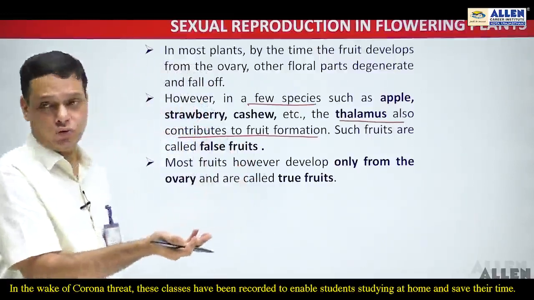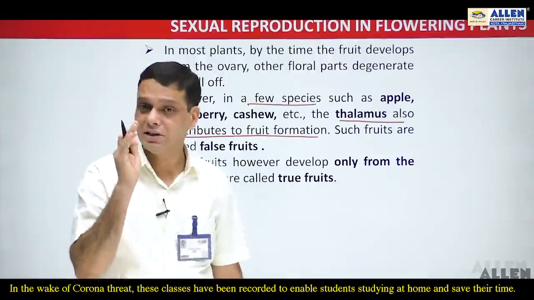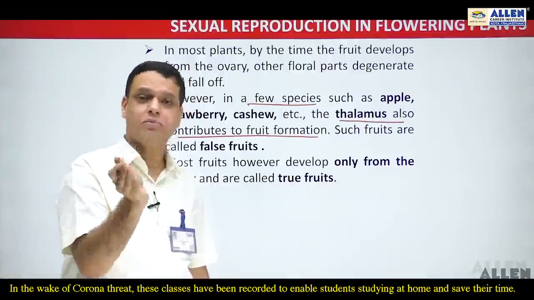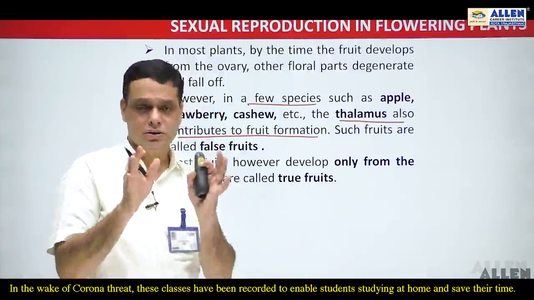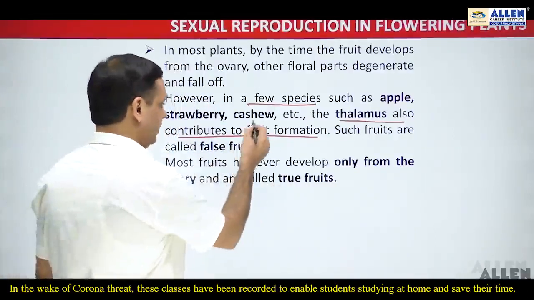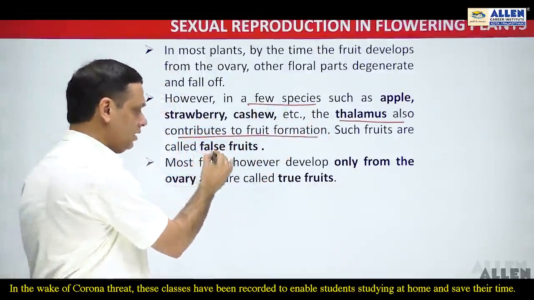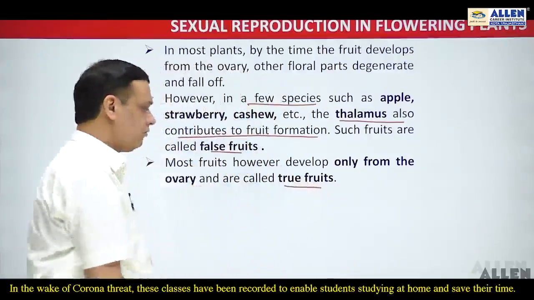And what are true fruits? Then you must say that true fruits are those fruits which get developed from the ovary part, because the ovary at maturity gets converted into fruit. Such types of fruits are the true fruits. For example, mango is a true fruit, and apple, strawberry, cashew are considered as false fruits. So this is the basic difference between the true and the false fruits.